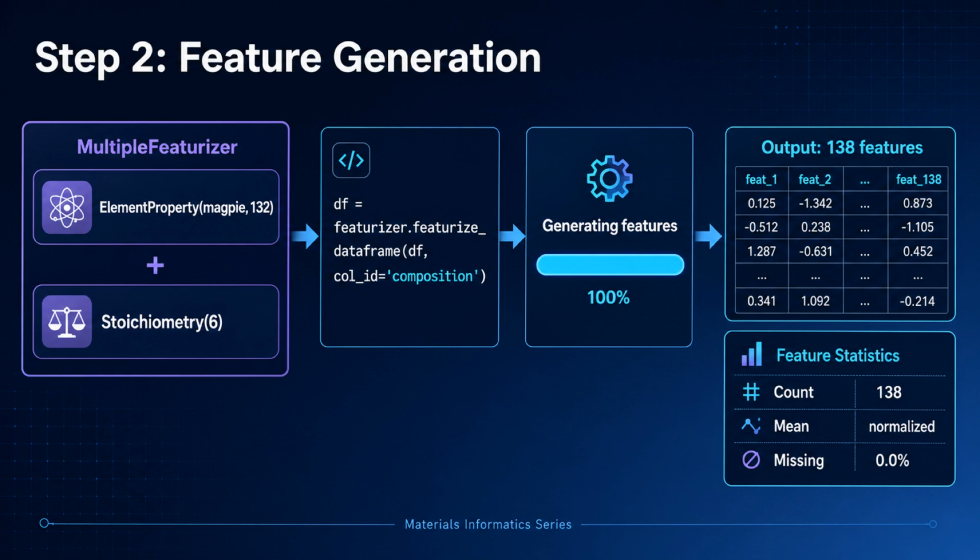Use MultipleFeaturizer to combine element property with the Magpie preset and stoichiometry features. Call featurize_dataframe to generate all features at once. This produces about 140 columns. The progress bar shows completion status. Check the output shape and verify no NaN values were introduced.